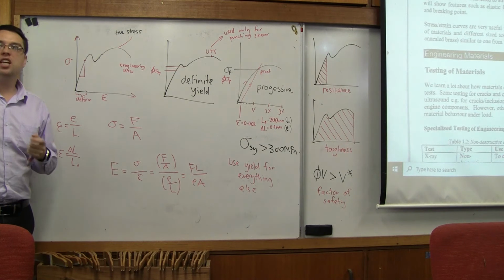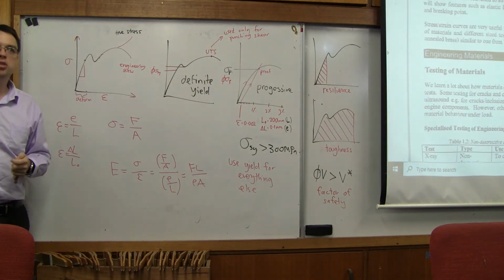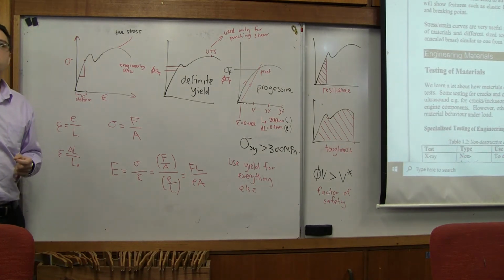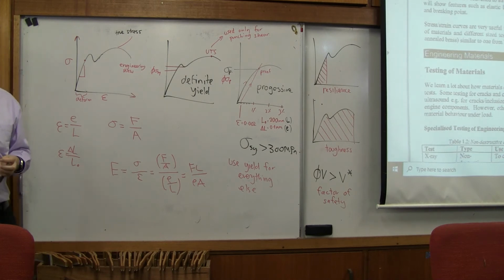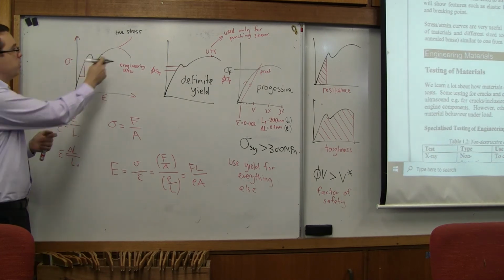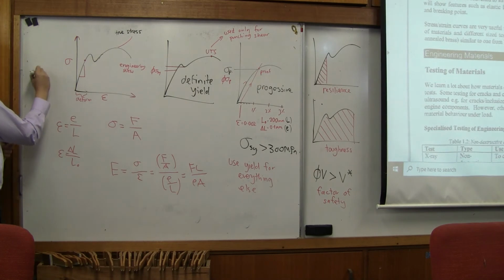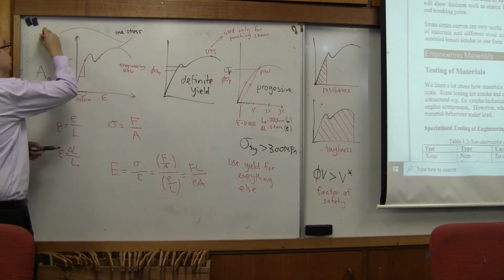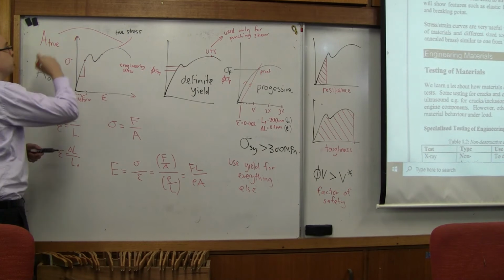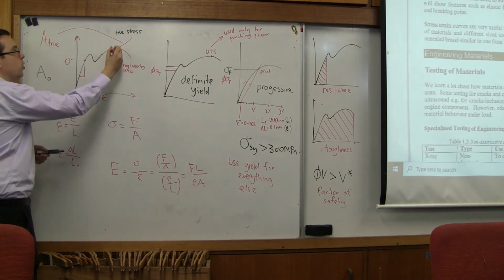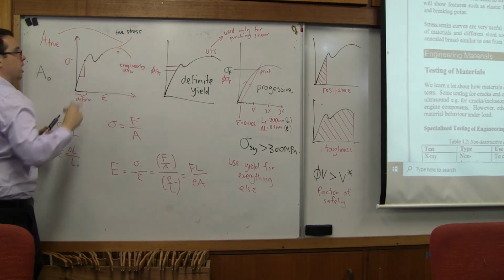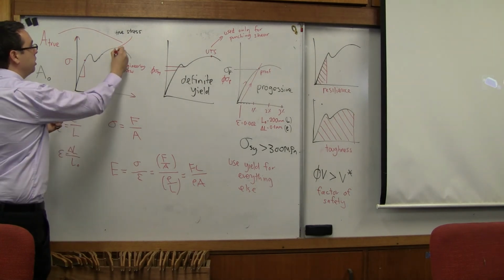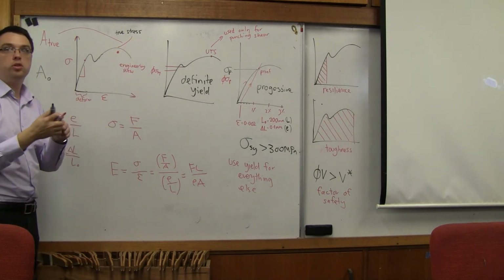Now, it's worth mentioning that all of these black lines that I've drawn here are what we observe as engineers doing an experiment. But sometimes scientists want to find the truth. In this example, we've used the original area for all of our calculations, whereas scientists do the same calculation using the true area, and the true area will start to get smaller at this location. At this area, the cross-sectional area will be smaller because of what's called necking.